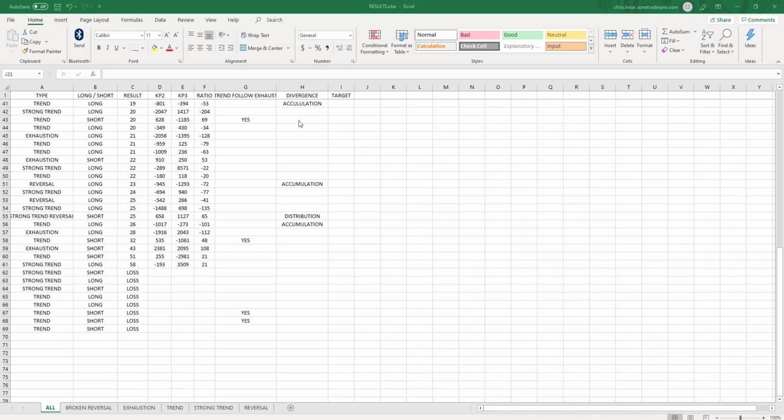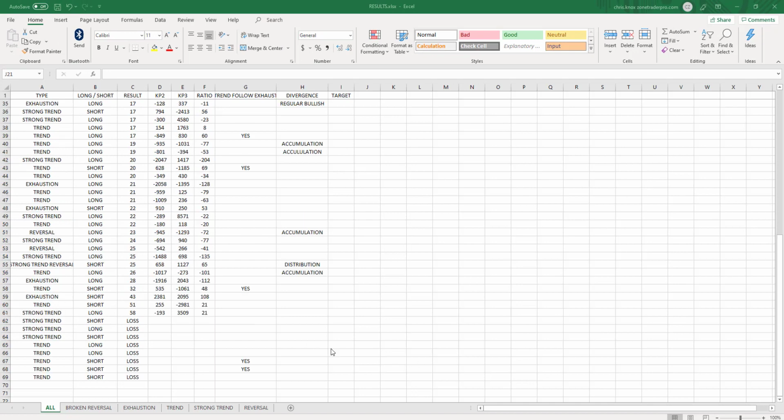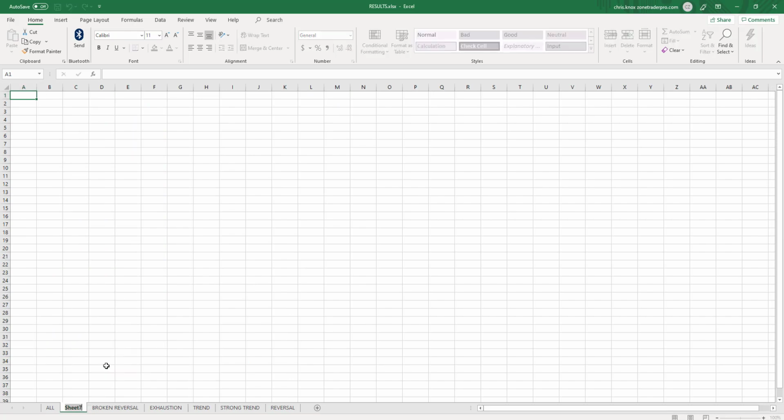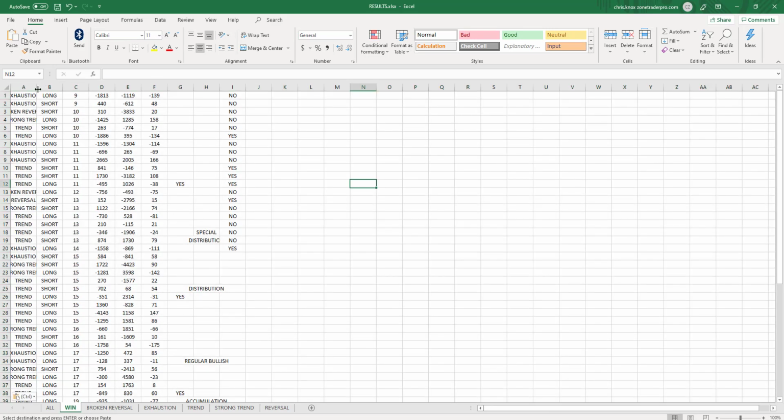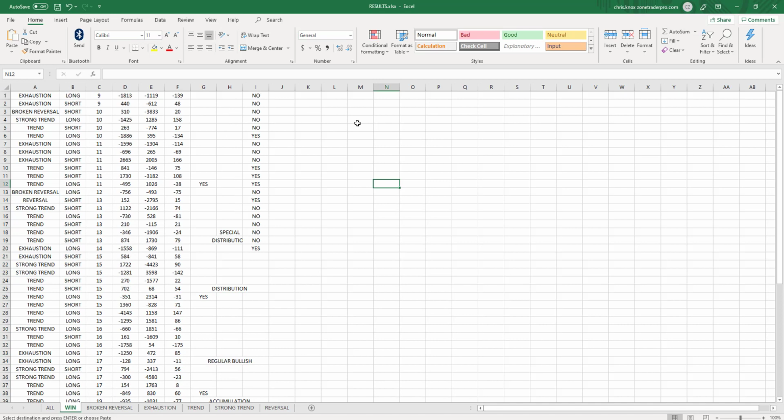up here. So what I'm going to do now to make this even easier to work with is I'm going to create another sheet over here, and I'm going to call that the win sheet. And now what I'm going to do is I'm going to do my work on this sheet right here rather than doing work on the main sheet.